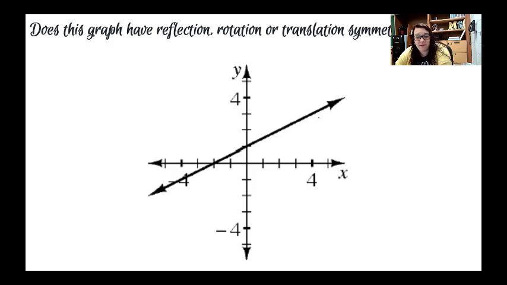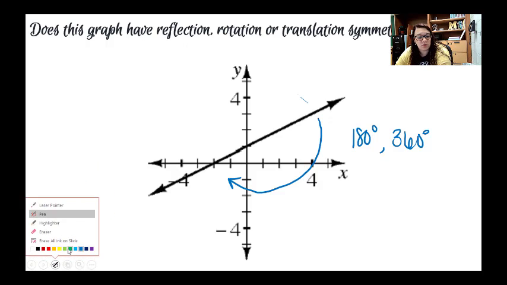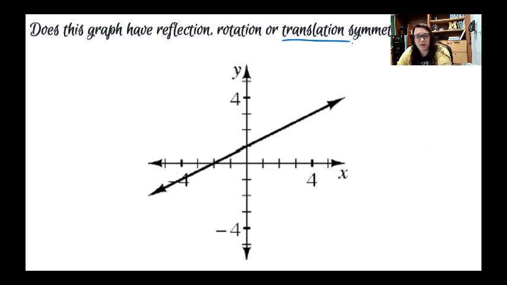Rotational symmetry, it would have to rotate all the way around 180 degrees to completely turn, or 360 degrees, which doesn't do anything. It turns you right back around to your normal position. So we've got rotational symmetry as well. Translational symmetry is something different. That is when you move it up, down, left, or right.